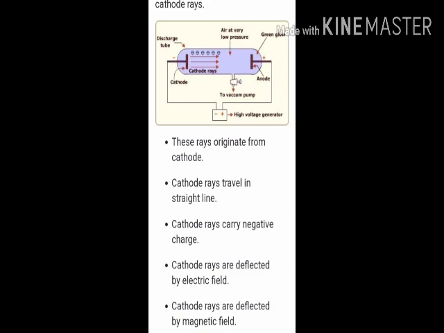Now let us know about cathode rays. They originate from the cathode. Cathode rays travel in a straight line, carry negative charge, and are deflected by electric field, and they are also deflected by magnetic field. This was observed in the experiment done by J.J. Thomson, where the discovery of the electron took place. You'll see that the properties are more or less the same as those of electrons.